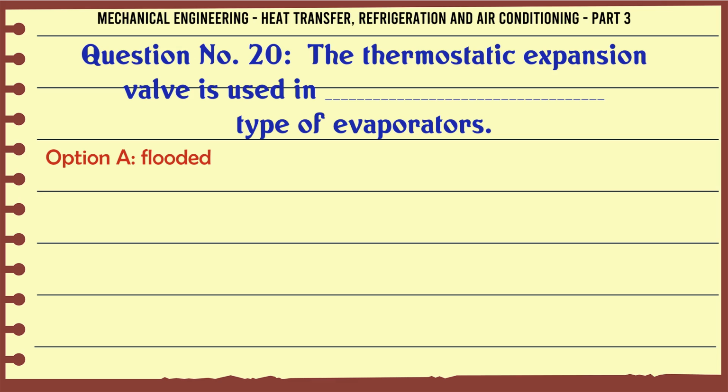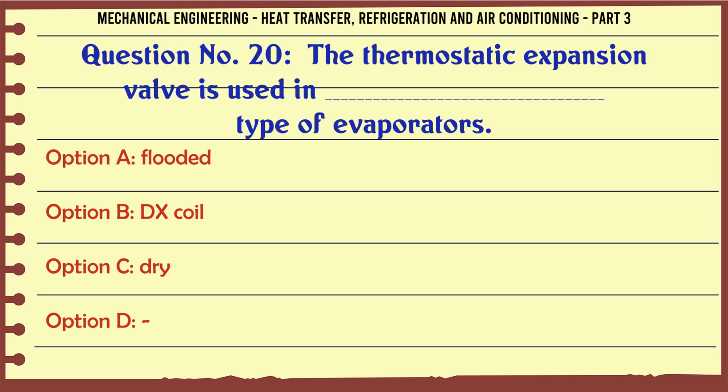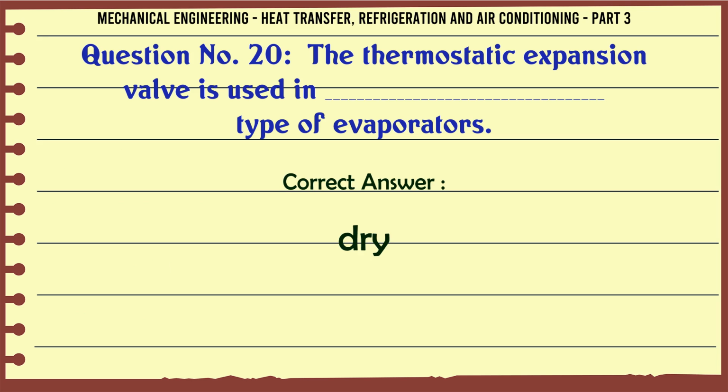The thermostatic expansion valve is used in type of evaporators. A. Flooded, B. DX coil, C. Dry, D. The correct answer is dry.